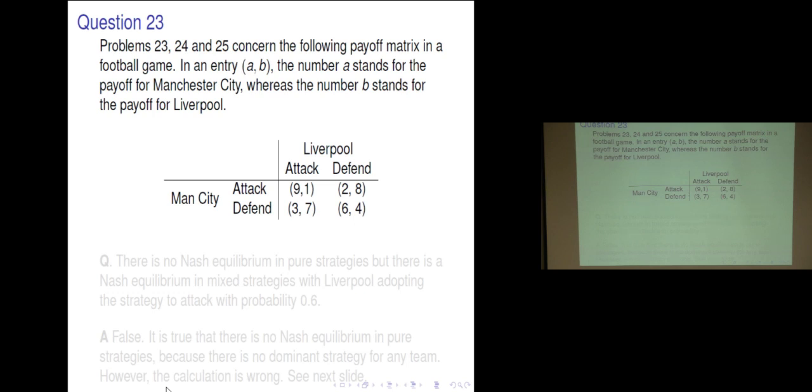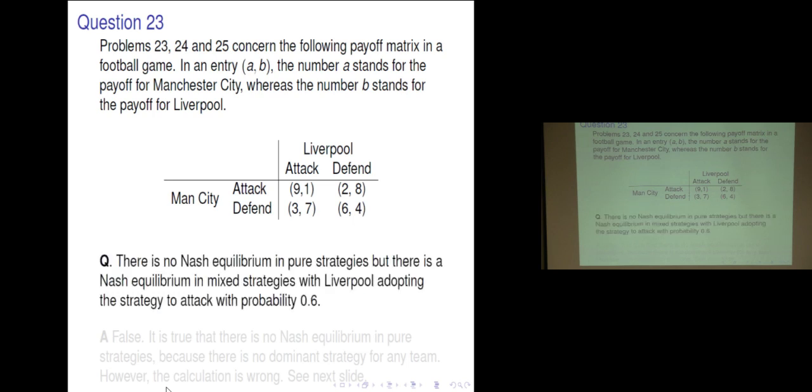Okay. Now, what is the question? So the question is, first, there is no Nash equilibrium in pure strategies, right? But there is a Nash equilibrium in mixed strategies. And with Liverpool adopting the strategy to attack with probability 0.6. Okay, so there are several things, right?